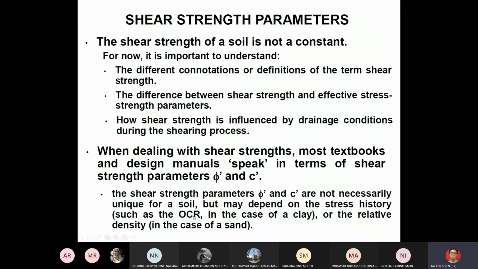Let's say the soil is over-consolidated clay, then the friction angle is higher compared to normally consolidated soil. If the soil is sand, then you look at the relative density. If the soil is highly compacted or dense, I mean the arrangement is very dense, then you have a higher shear strength and the friction angle is higher.